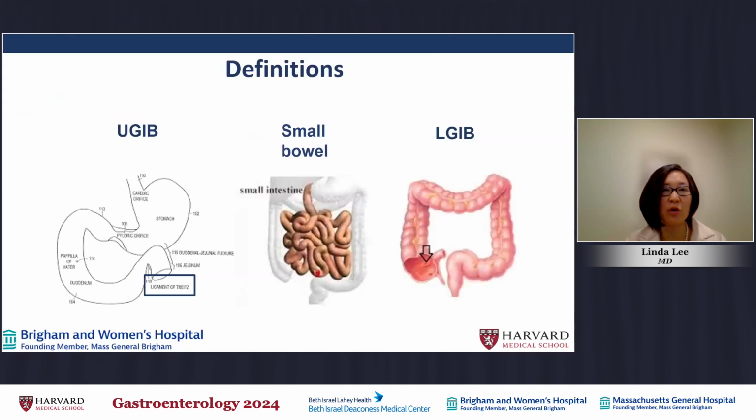As we all know, upper GI bleed refers to any bleeding that occurs proximal to the ligament of Treitz. Small bowel bleeding is anything between the ligament of Treitz to the ileocecal valve. And of course, lower GI bleeding is anything distal to the ileocecal valve.